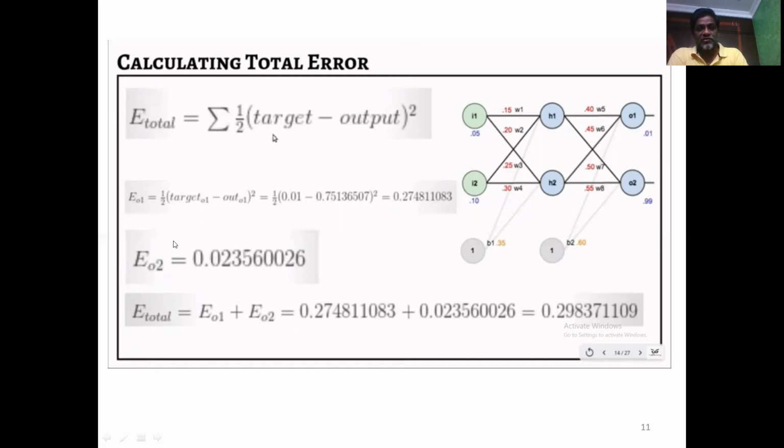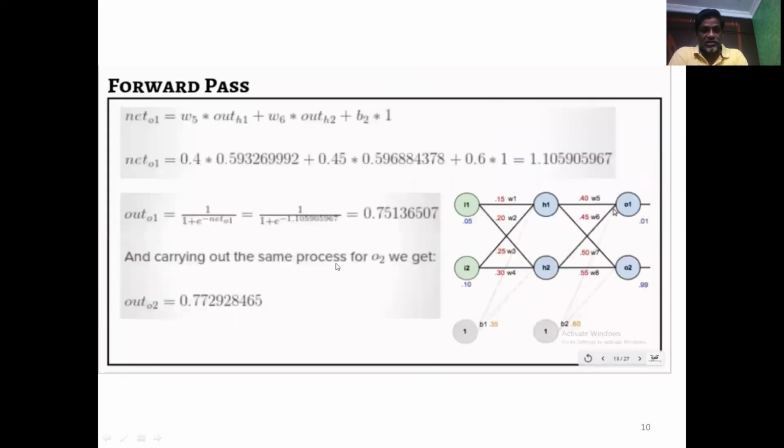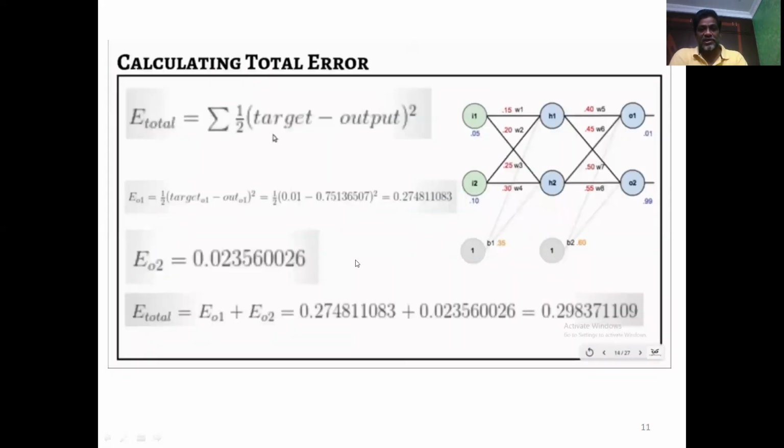Similarly, for EO2, what is the formula? Half into target O2 minus out O2 whole square. What is target O2 here? It is 0.99 minus out O2, which is 0.77. So 0.99 minus 0.77 whole square. So the total error is the sum of these two, the error produced by output neuron O1 plus the error produced by output neuron O2. EO1 plus EO2 gives us 0.29. So this is the total error caused by your neural network, right?